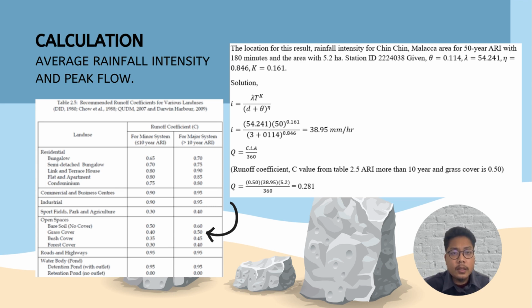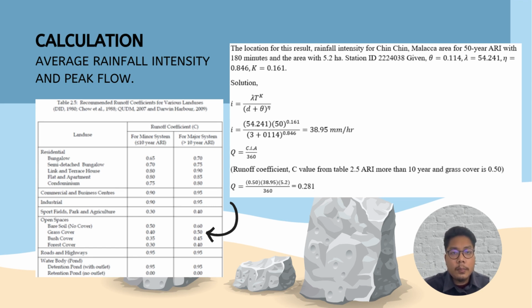Okay, the solution of how to calculate this intensity. After we get all the values, we insert them in the formula, and the value we get for the average rainfall is 38.95 mm per hour.